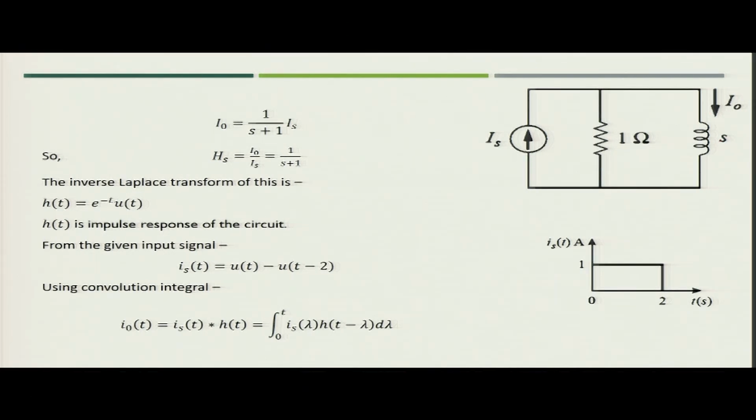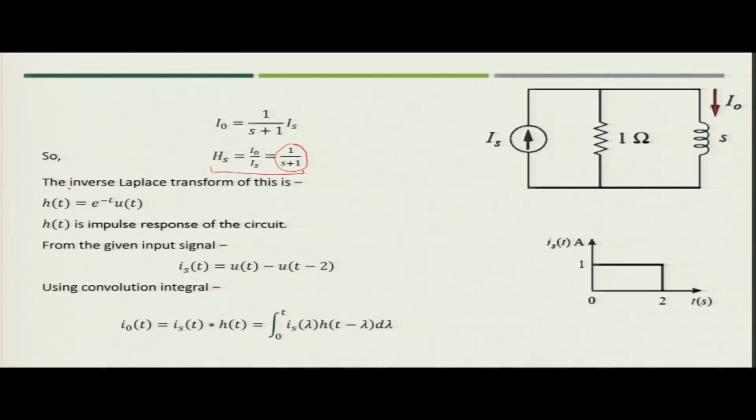Now, we have to find out the transfer function of this particular circuit, that is I naught by Is. First, let us find the value of I naught. If you use current division here, the value of I naught is nothing but 1 upon S plus 1 into Is. Then you find the transfer function Hs, that is I naught upon Is. So, you will get simply the transfer function of the circuit, which is Hs.